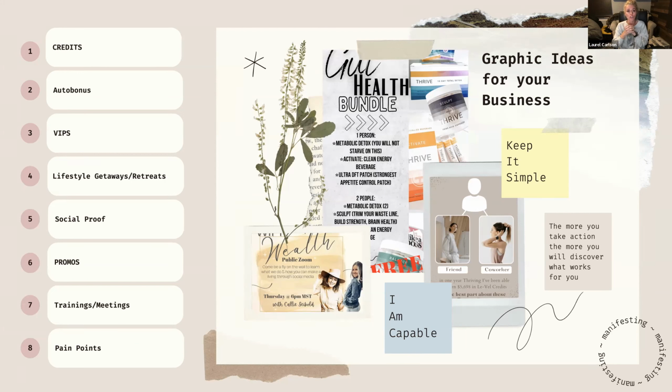So some things that you can do is talking about the credits, the auto bonus, VIPs, lifestyle giveaways, retreats, social proof. When I mean social proof, I'm meaning customer reviews, promoter reviews, things like that. People, what they're saying, promos. It could be the company's promo. It could be your own promo, trainings and meetings. What do we have here?